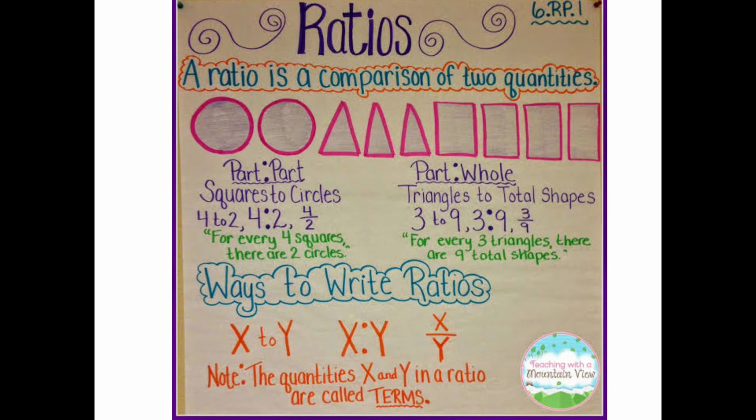Okay, so now the ways to write the ratio. How can we write the ratio? First, in general, we write x to y. X to y, so x is to y, or x by y. First it is x to y, then we convert into ratio, x is to y, and into the fraction, x by y. Note that the quantities x and y in a ratio are called the terms. So there are two terms, the x term and the y term. Okay, so this is called the ratio.